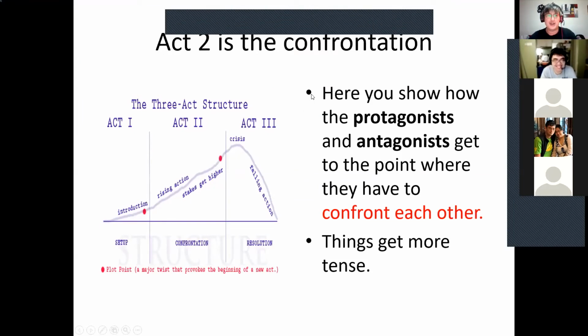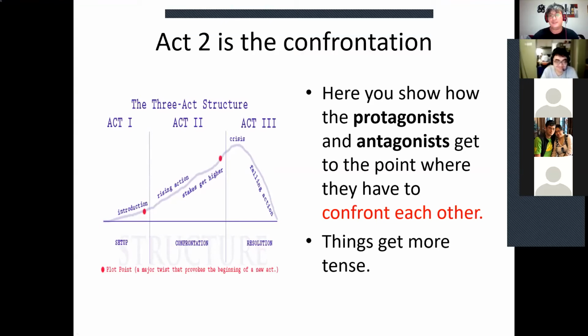I twitch now. Okay, so now you come to Act 2, which is about confrontation. This is where the protagonist and the antagonist are basically going to have to go head to head. They're going to have to face off. They're going to have to confront, fight, or just basically get in each other's face. This is where you amp up the tension.